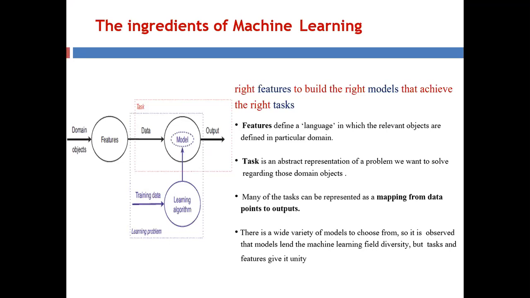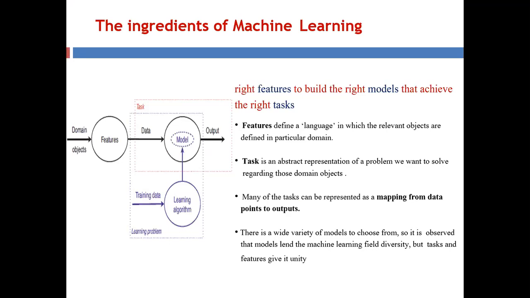So what is a feature? A feature defines a language in which the relevant objects are defined in a particular domain. For example, the car object can have features like model number, manufacturing year, kilometers, etc. The next ingredient, that is task, is an abstract representation of a problem that we want to solve regarding those domain objects. For example, a task could be to decide the price of a used car, to decide the average of the car, and so on.